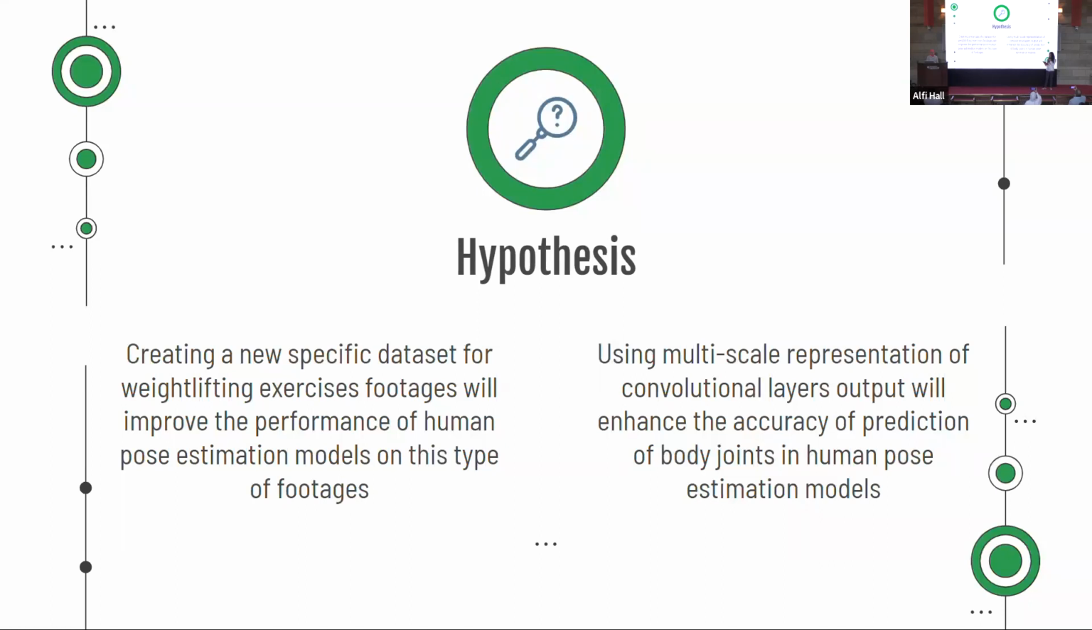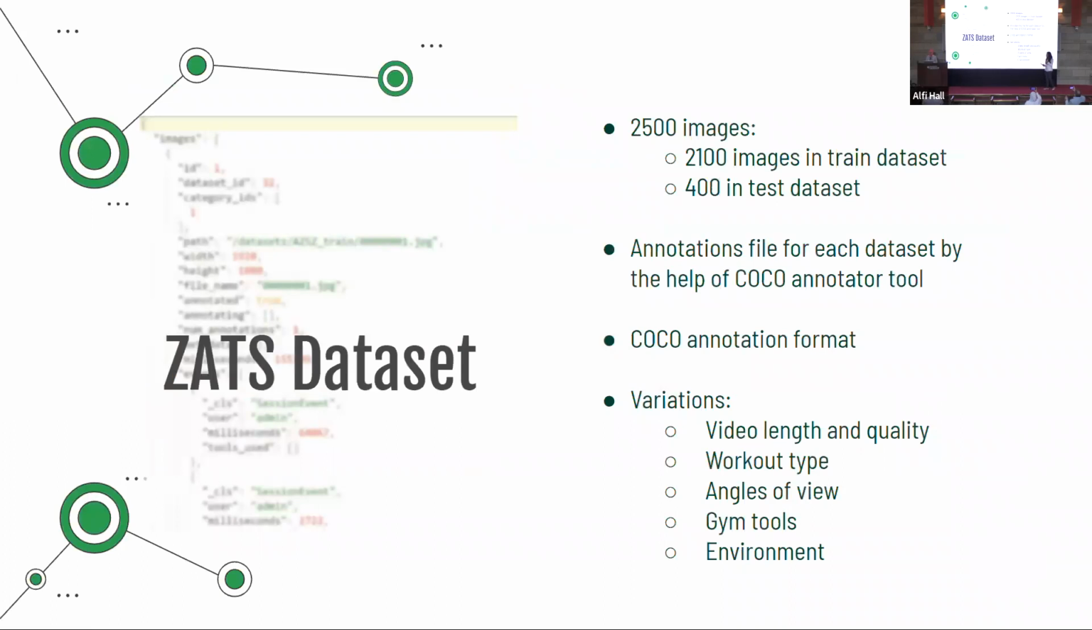Next, Tasneem will discuss the dataset. So we started by collecting YouTube videos. We converted them into frames using an online tool. Those videos have different variations: video length, quality, workout type, angles of view, gym tools, and environment. We ended up with 2,500 images, 2,100 of which are the train dataset, and the remaining 400 in the test dataset.